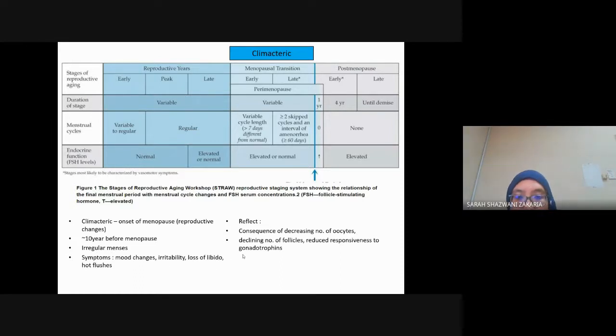Reflect meaning, here meaning what is the inside story of these displayed physical features. Okay, this one: mood changes, irritability. It is due to the decreasing number of oocytes and the declining number of follicles, so it will reduce the responsiveness to gonadotropins, meaning the negative feedback mechanism for the FSH becomes less and less. That's why it will become elevated, higher and higher.